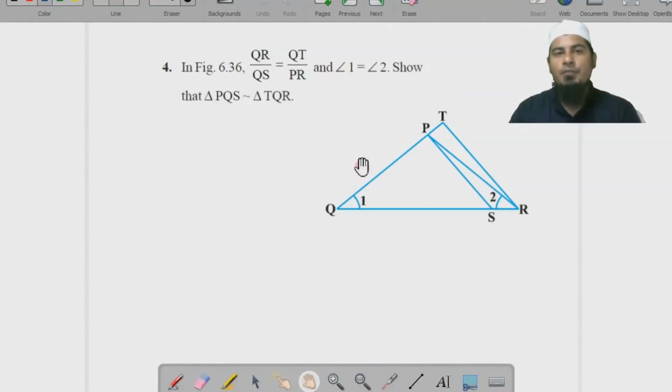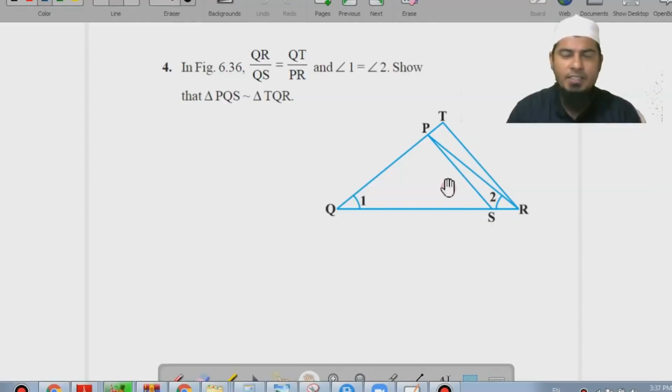Here's the question, in figure 6.36. We are given QR by QS is equal to QT by PR, and angle 1 and angle 2 in the figure are equal. We need to prove that triangle PQS and triangle TQR are similar.